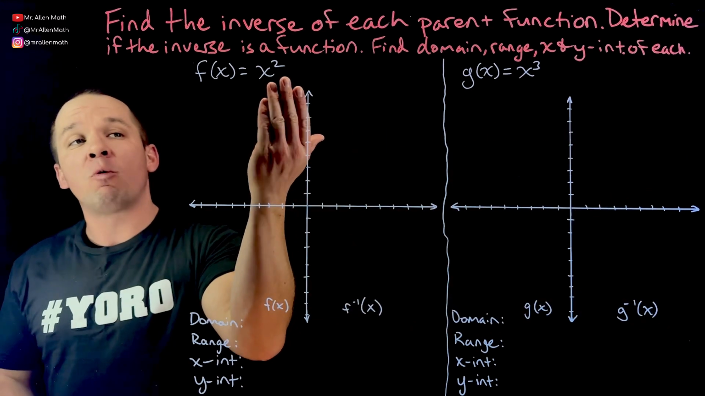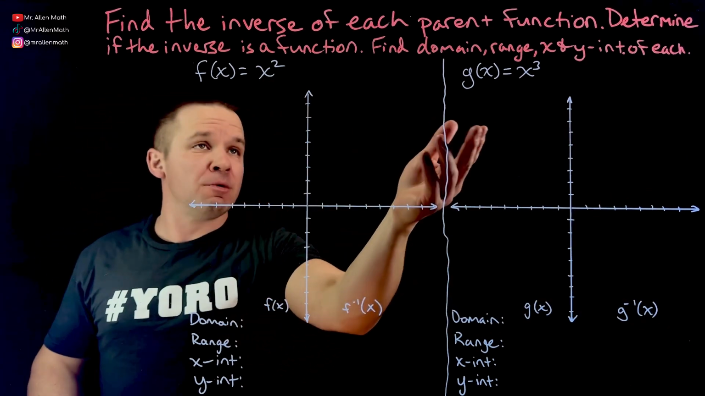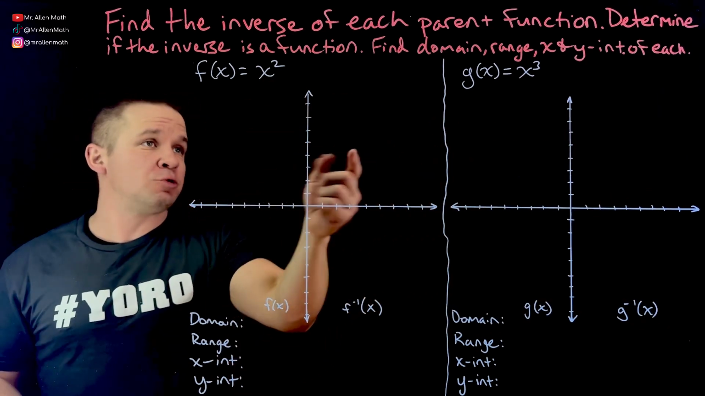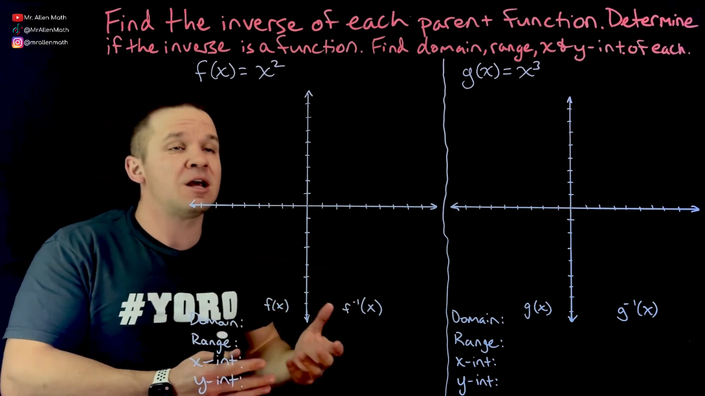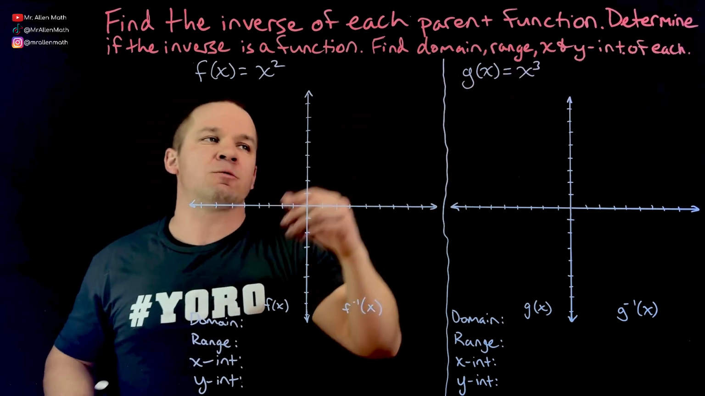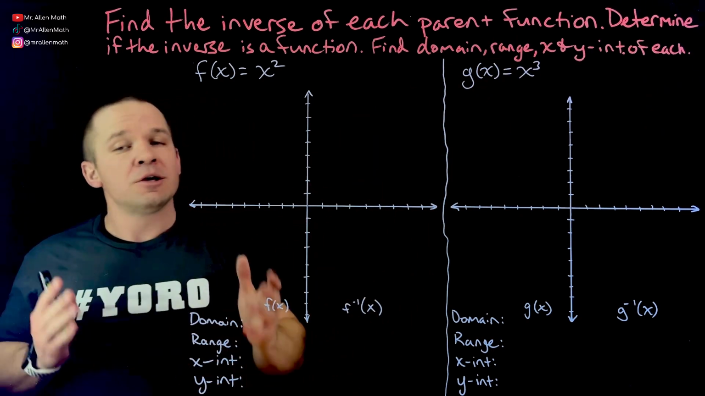We have our parent quadratic function and our parent cubic function. We're going to find the inverses of each one of these. We're going to determine if the inverses are still a function, and we're also going to find domain, range, x and y intercepts for each one. So let's get started here.